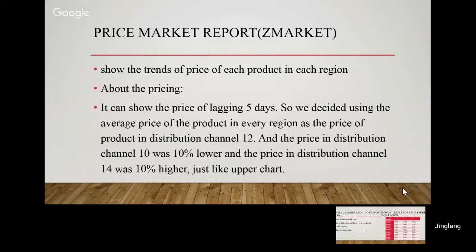For the price market report, it can show the trends of price of each product in each region. About the pricing, it can show the price of lagging 5 days. So we decided to use the average price of the product in every region as the price of product in distribution channel 12. And the price in distribution channel 10 was 10% lower, and the price in distribution channel 14 was 10% higher, just like the upper chart.